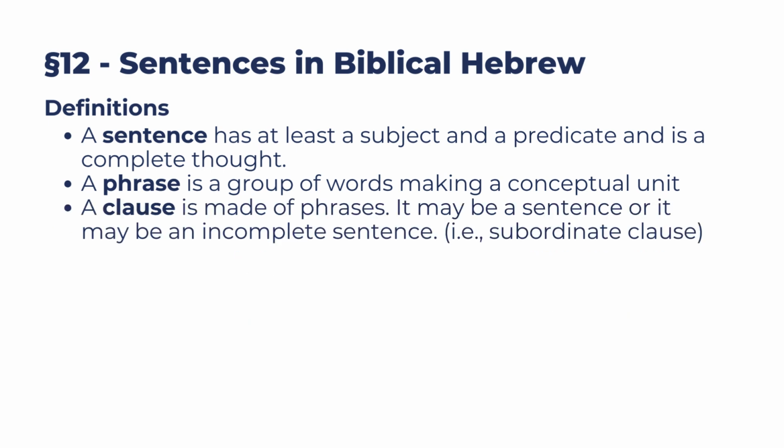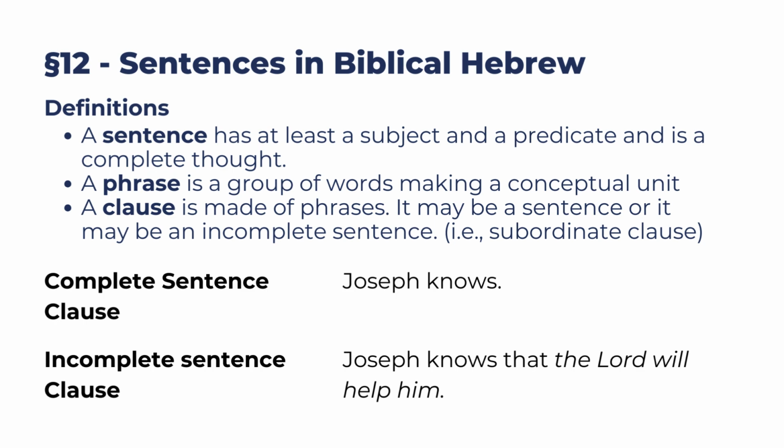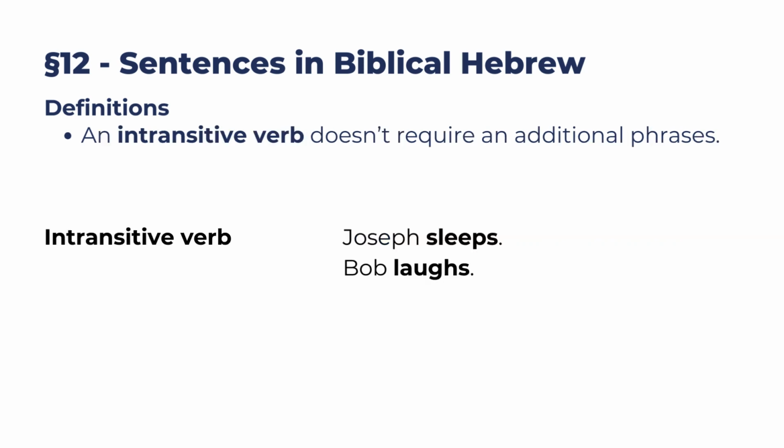A clause is made up of phrases. It may be a complete sentence or it may be an incomplete sentence, such as a subordinate clause. "Joseph knows" is an example of a clause that makes a complete sentence. "That the Lord will help him" is a subordinate clause. So it's a clause, but it does not represent a complete sentence on its own.